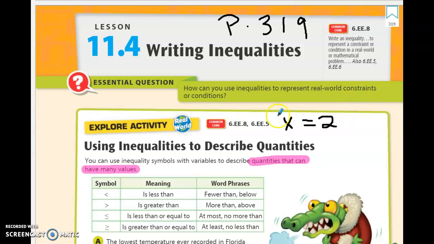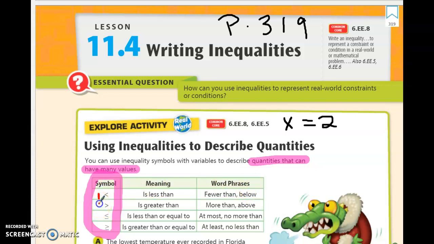So to know this, we have to know what inequalities are. An inequality are these symbols right here that you see in this column. These symbols have meaning. So let's take a look at all of the meanings that we have here. So the first one, this symbol means less than. And if you were doing a word problem, you might see the words fewer than or below. The temperature is below 47 degrees. That would be less than.